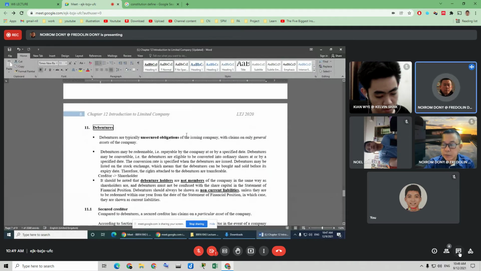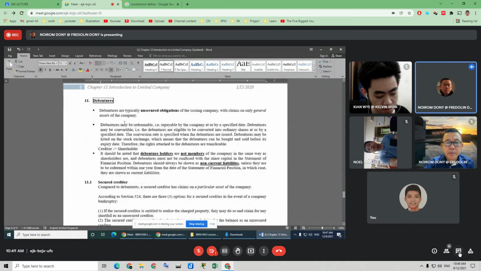Okay, so debenture. A debenture is a loan agreement which is typically an unsecured obligation of the issuing company with a claim on only the general assets of the company. So if the company needs to increase the capital, that is loan capital, they can opt for debentures. This is an unsecured obligation.